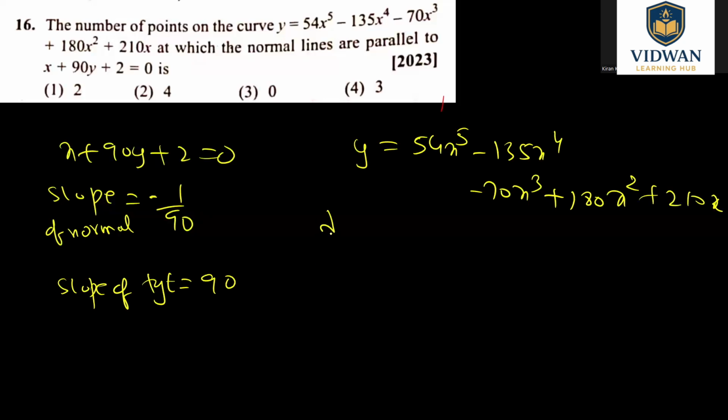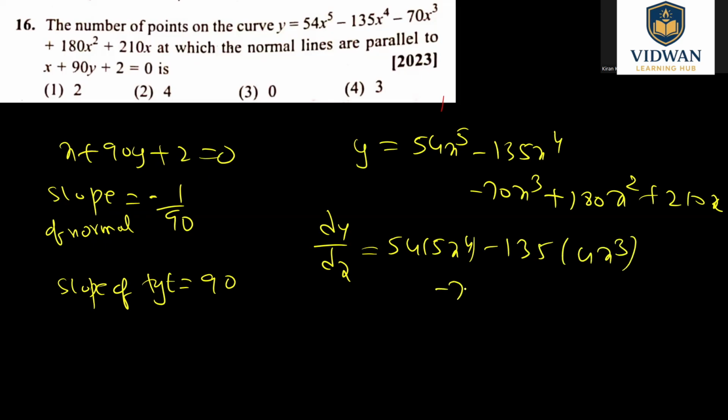So dy by dx, if you find out, what do you get? 54 into 5x power 4, minus 135 into 4x cube, minus 70 into 3x square plus 180 into 2x plus 210. This is the tangent slope, and you have to have this equal to 90.